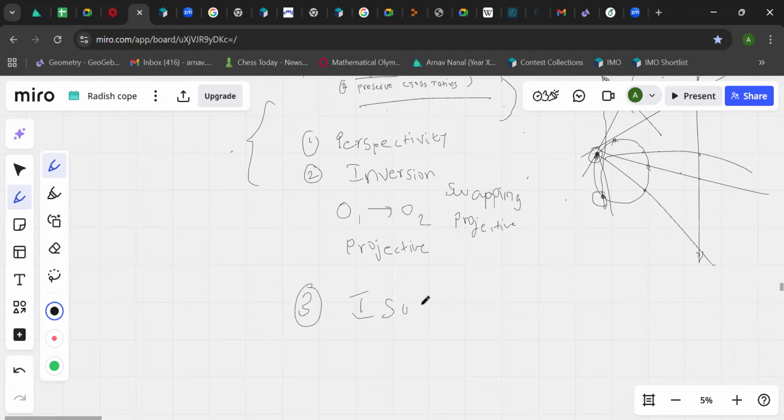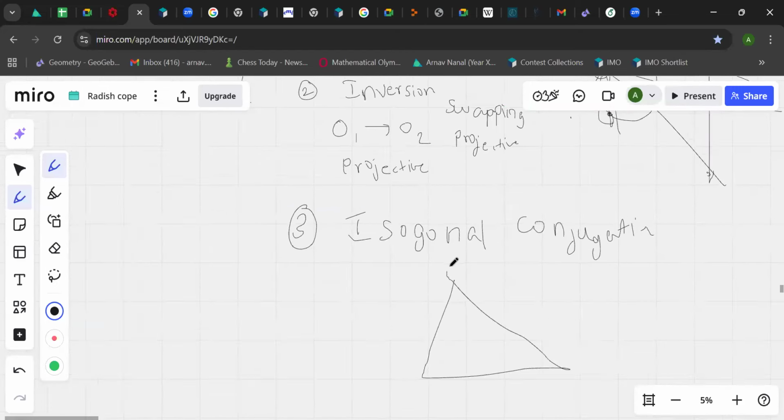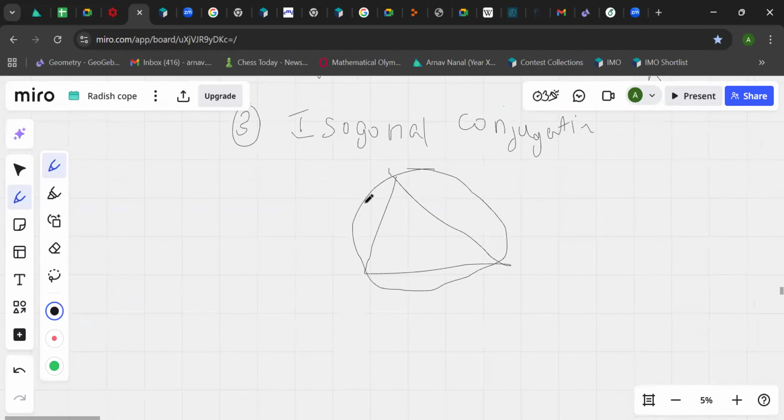Isogonal conjugation is projective. I don't know if everyone knows this, but if you have a triangle and some random conic passing through it, does anyone know what isogonal conjugates are?